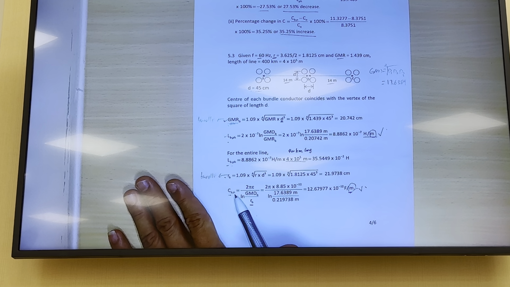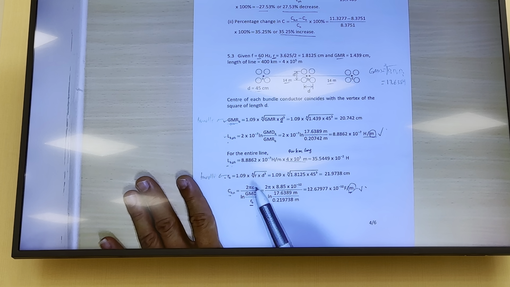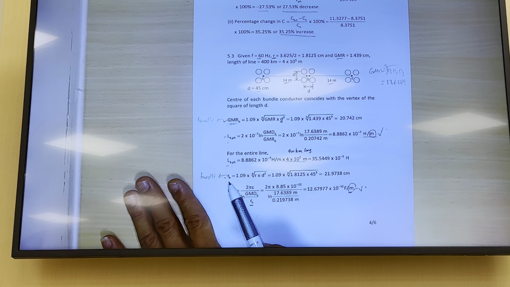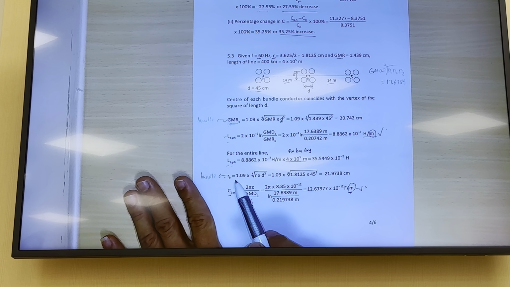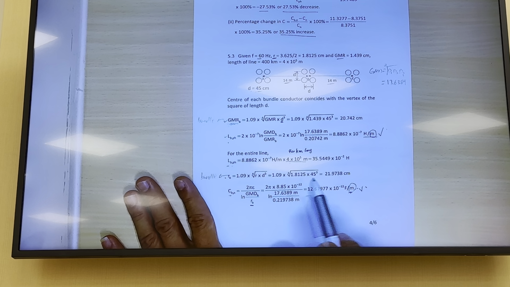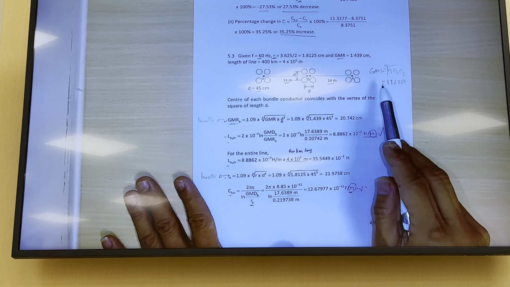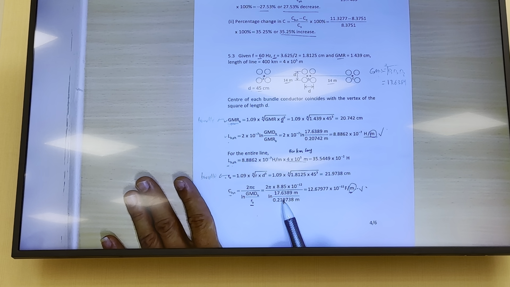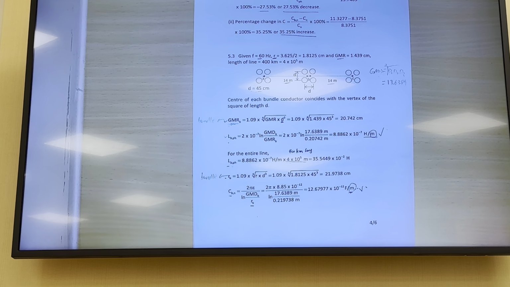Now how about the C? C equals this one. You have to recalculate the bundled radius. This is the 4 bundle case, so this will be your new RB. Substitute this RB here, and the GMD is already calculated as 17.6 meters. After that, this is your Farad per meter.